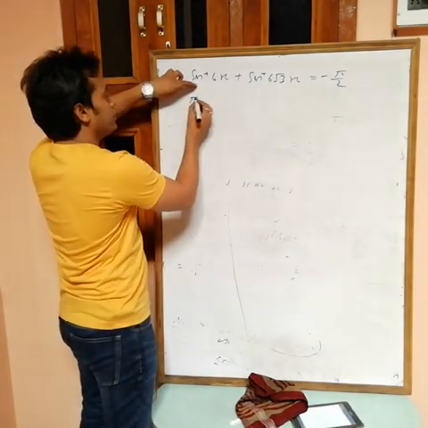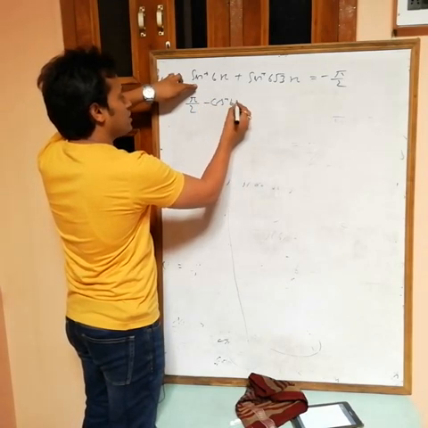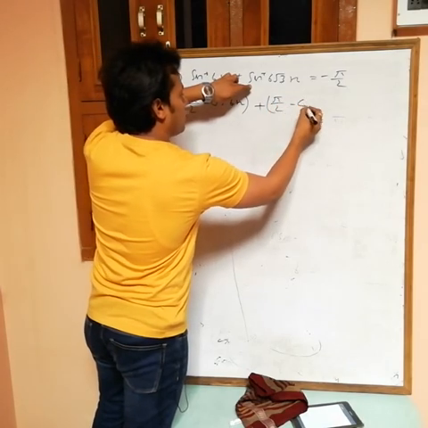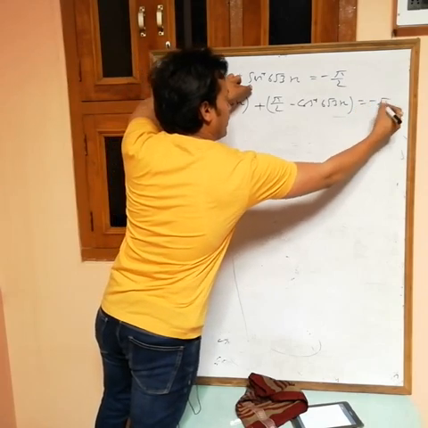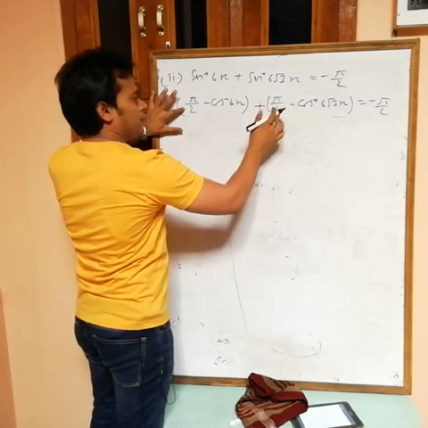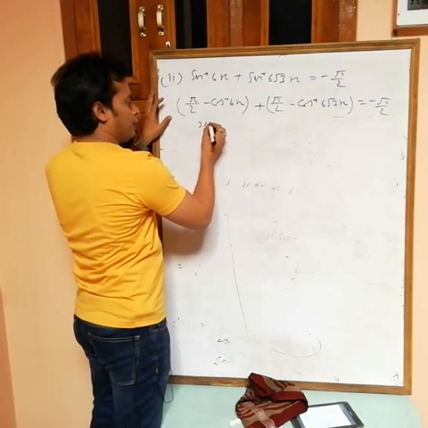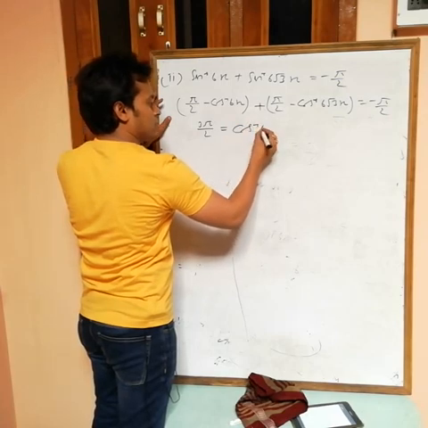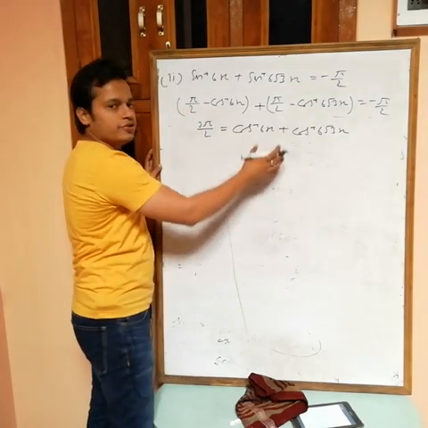If I convert this into cos inverse, at the end we want the value of x. So pi by 2 minus cos inverse 6x, and this one also can be written as pi by 2 minus cos inverse 6 root 3x, equals minus pi by 2. Now see, pi by 2 plus pi by 2 plus pi by 2 is 3 pi by 2 on the other side, and cos inverse 6x plus cos inverse 6 root 3x on this side. Now use the formula for this one.